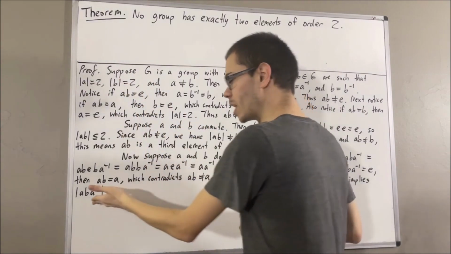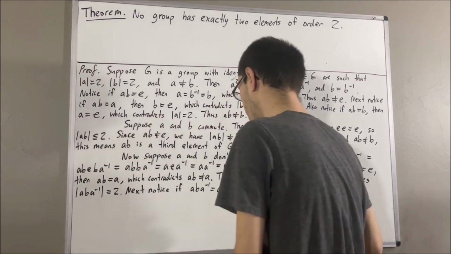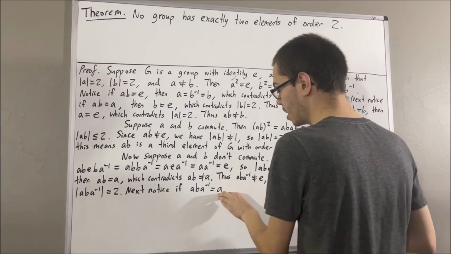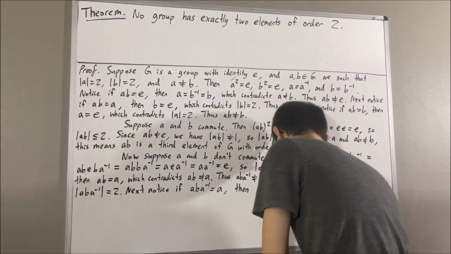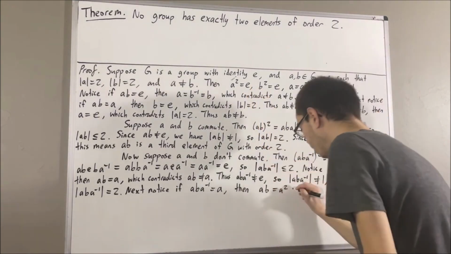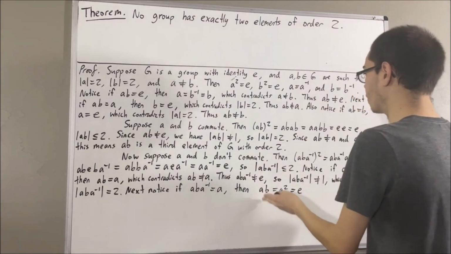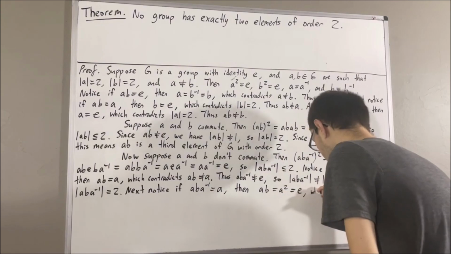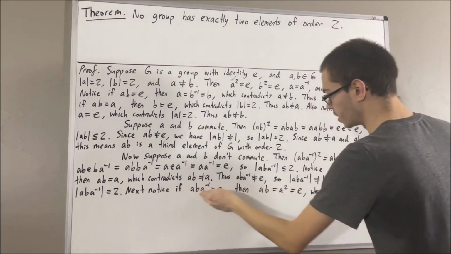So what goes wrong if ABA inverse is equal to A? Well then, if we multiply the right-hand side of both of these expressions by A, we get AB is equal to A squared, but A squared is equal to the identity, so this shows AB is equal to the identity. But we know from earlier, we have shown AB is not equal to the identity, so this gives us a contradiction. So we can't have ABA inverse equal to A.